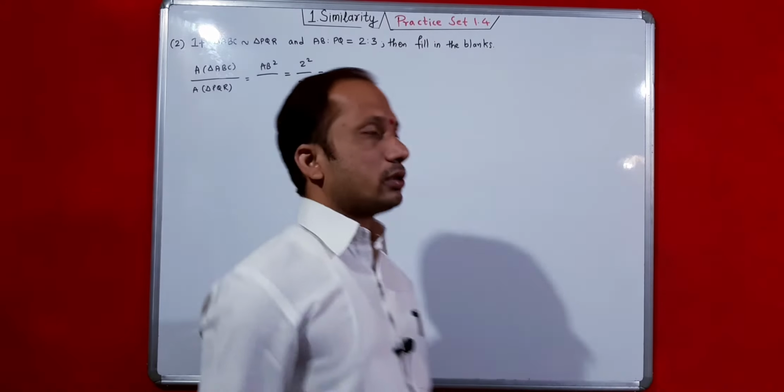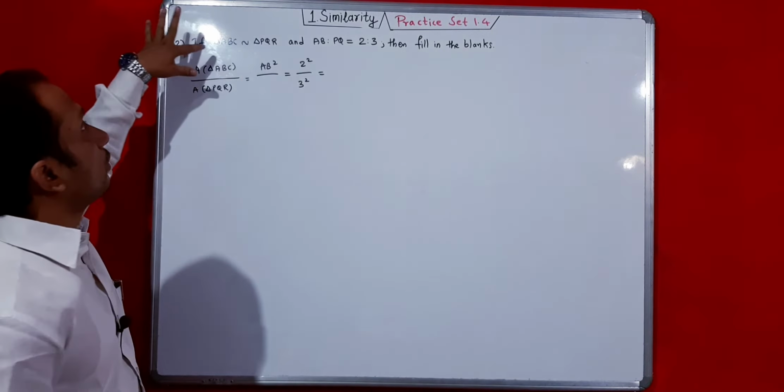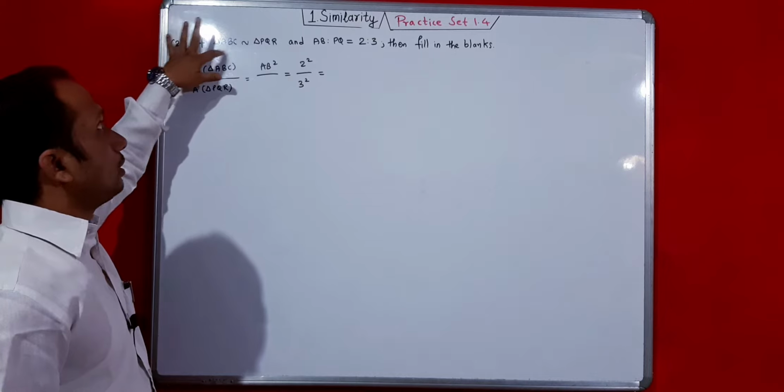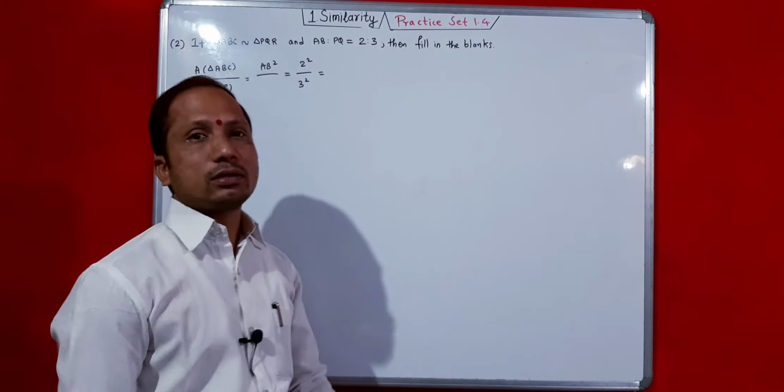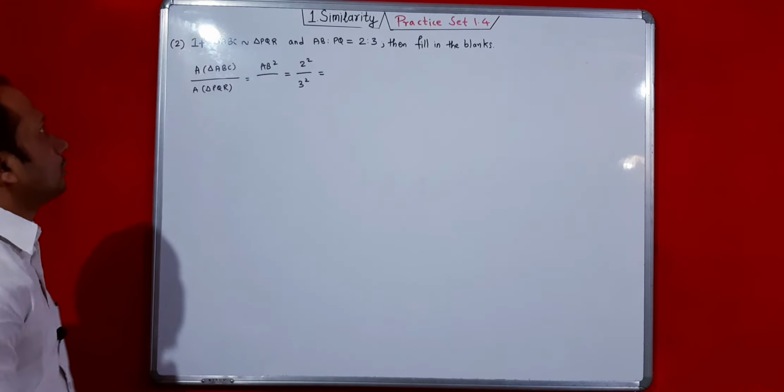Okay, we'll solve the second problem. In this problem we just have to fill in the blanks. Triangle ABC is similar to triangle PQR and AB upon PQ is 2 by 3, then fill in the blanks. This is one of the activities that we have to solve.